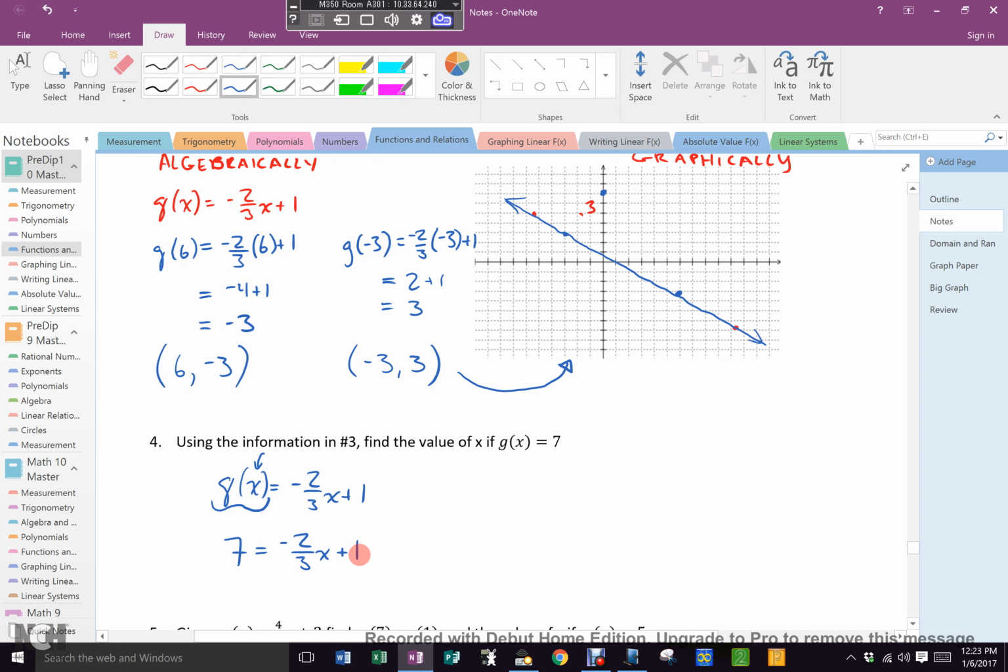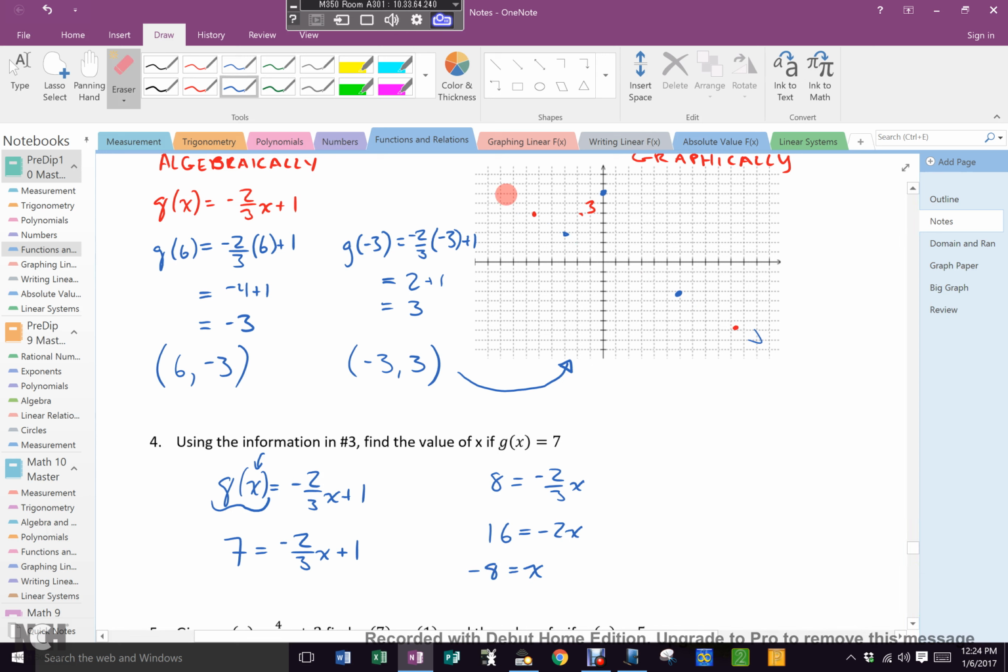Is everyone okay with that? It's a subtle difference, right? Because I'm not looking for the g of 7. I'm looking for the x when I have 7. Okay? Do we all know how to solve that? We remember our grade 9 algebra? What am I going to do? I'm going to add 1 to both sides. 8 equals -2/3 x. I'm going to multiply both sides by 3. 16 equals -2x. And x equals -8. Everybody okay?